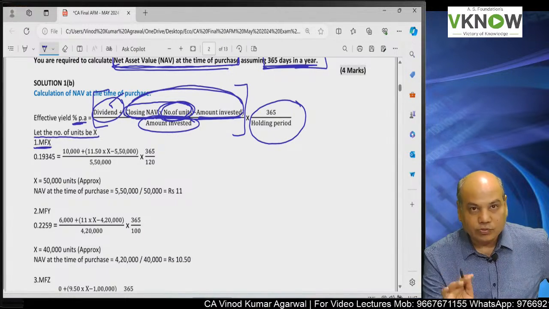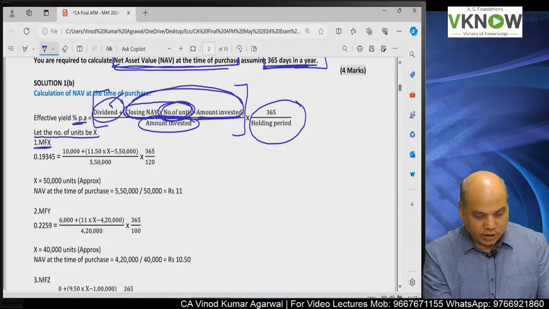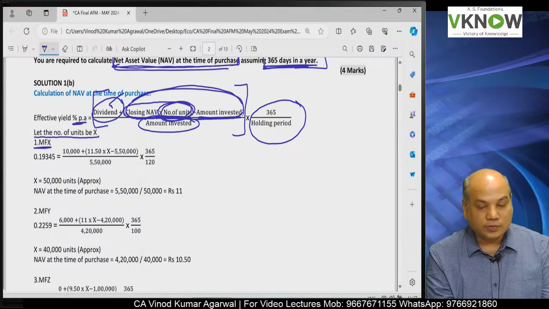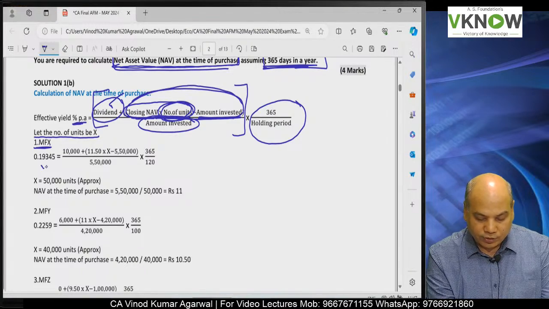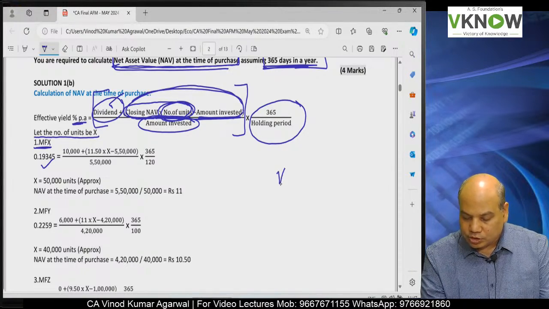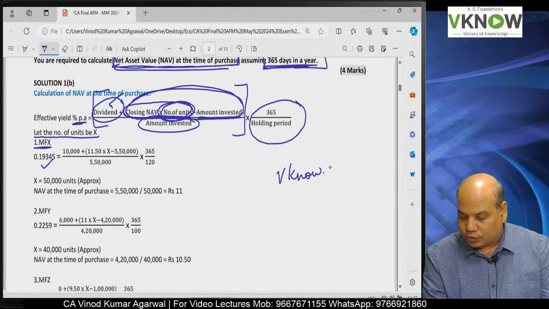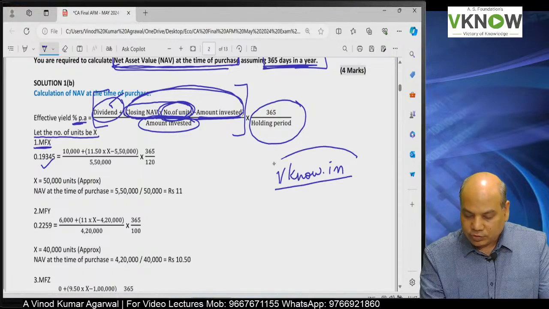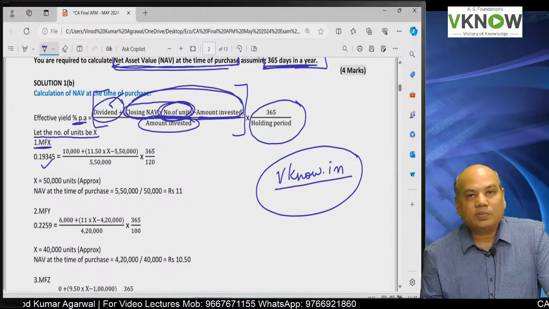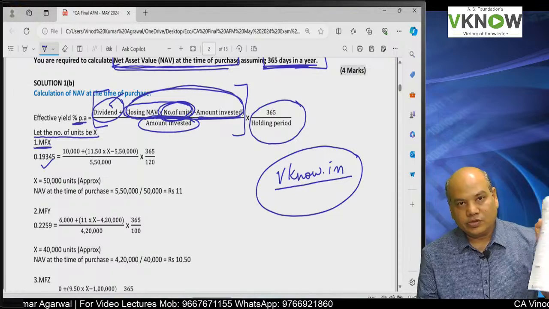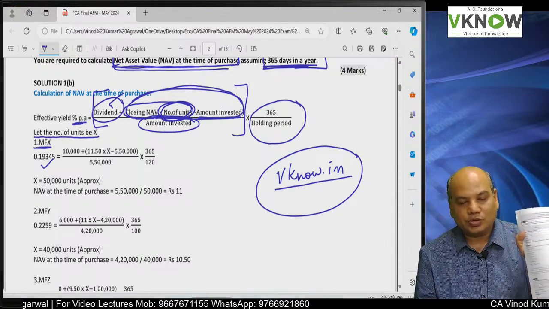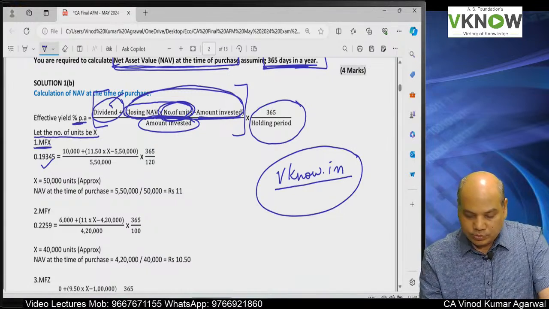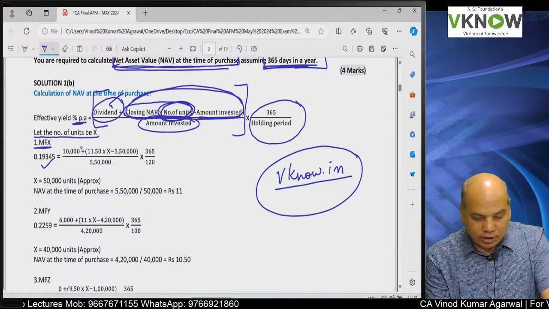First mutual fund X, we'll have to solve one by one. Look at the question. Question is effective return is 19.345%, 0.19345. Please download the question paper with solution from our website vinod.in immediately. Keep it in front of you and you will be able to understand better. This is the sheet you will get, exactly same sheet you will get, and you can correct certain things if required. Okay, so this is the equation I will write.